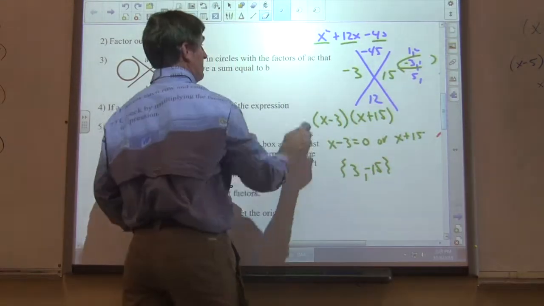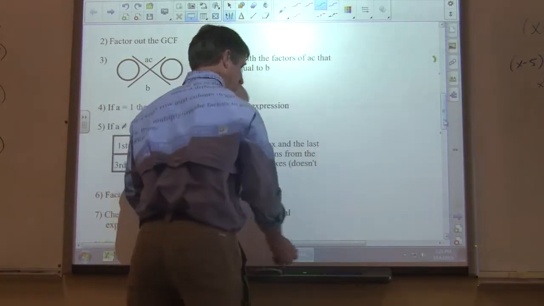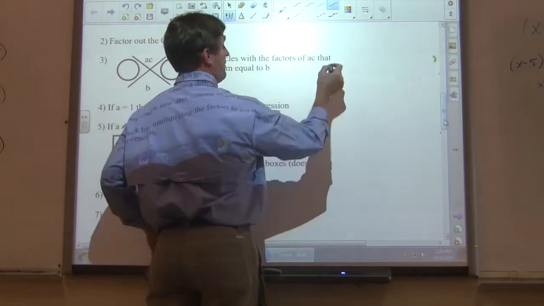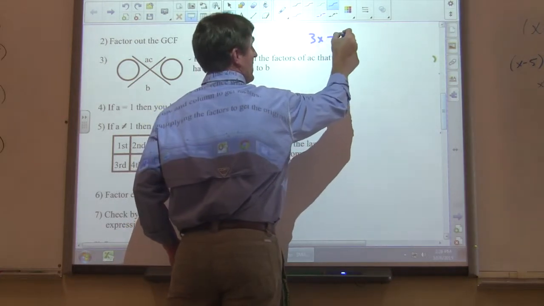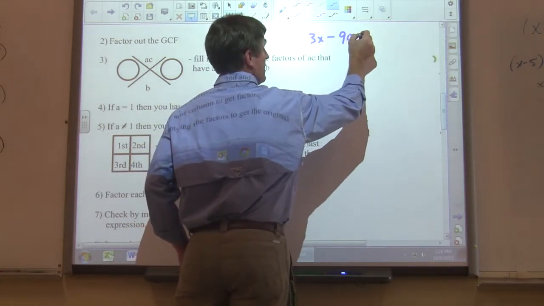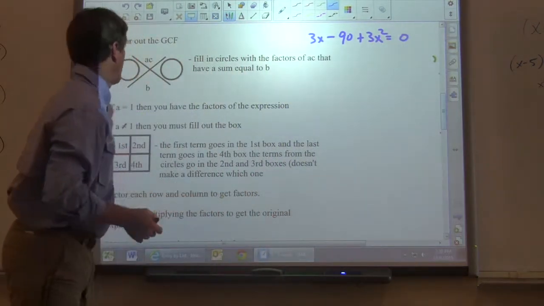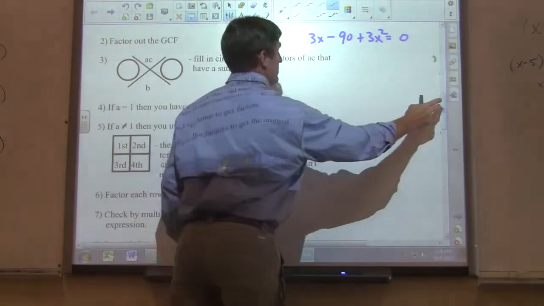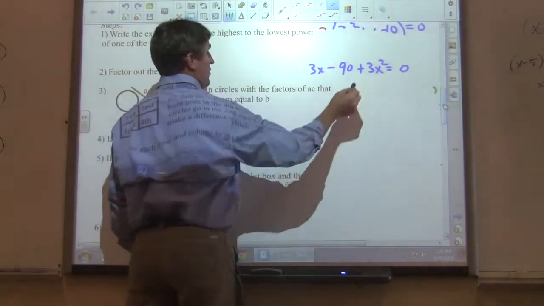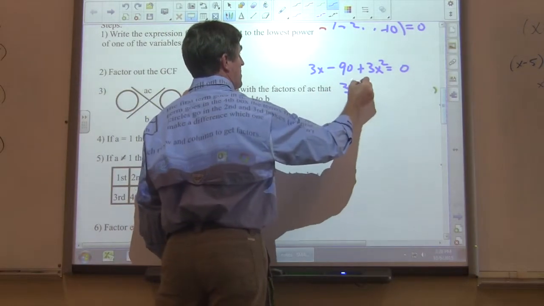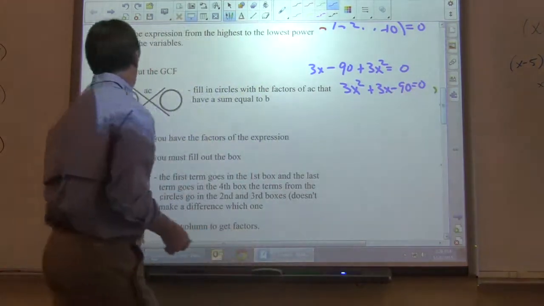Let's do another one. So we have 3x minus 90 plus 3x squared equals 0. Okay? So remember, first thing we want to do, highest to lowest power. Well, my x squared is not first, so I want to rewrite this. So 3x squared plus 3x minus 90 equals 0.